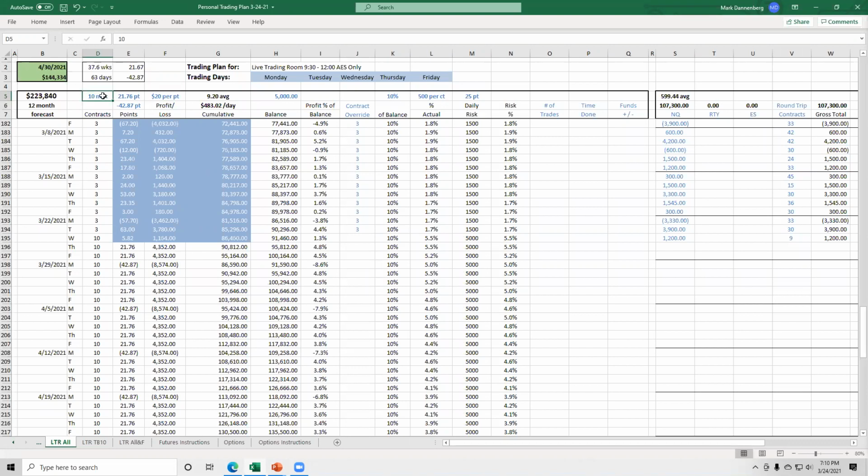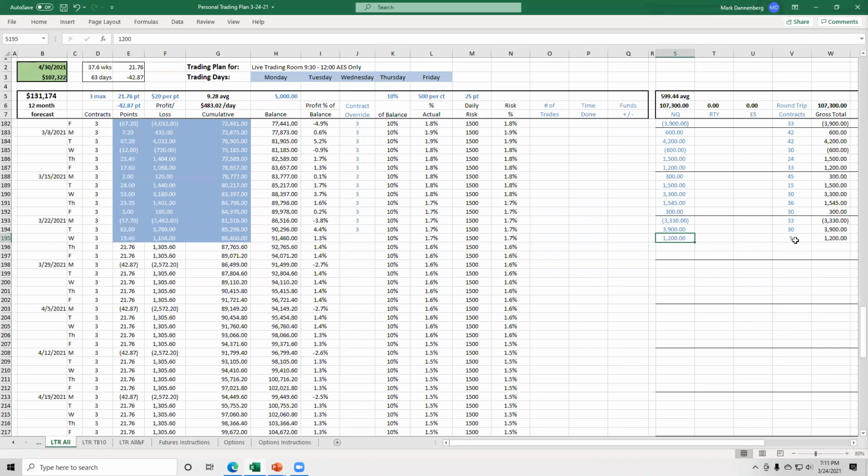Whatever you as an individual trader put in this category, the personal trading plan will not graduate beyond that number of contracts. So we've capped ours at 3. And so today we had 20 points of profit at $20 a point, which is $400, and we're trading 3 contracts. So it gives us a profit of $1,200.